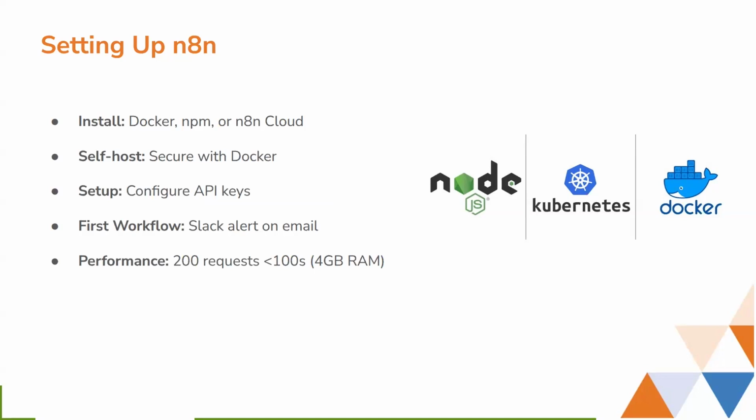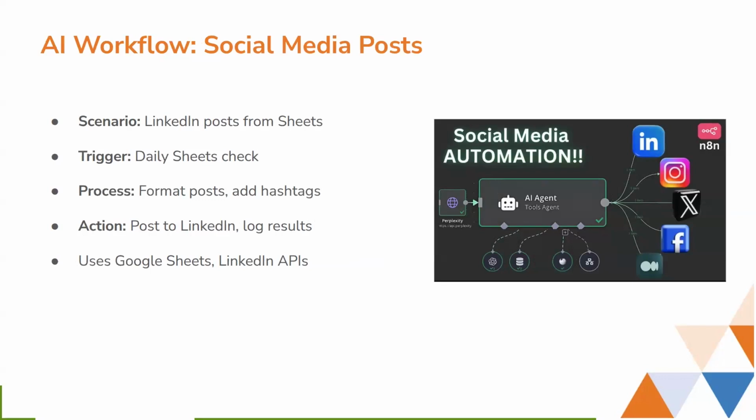For your starter workflow, you can just create any workflow, for example, send a Slack alert or an email to yourself. And N8N is the best choice for performance. It can process more than 200 requests in less than 100 seconds with just 4 gigabytes of RAM. That makes it better than Make or Zapier, and it is very easy to install. Okay, now let's take a small look at some workflow examples.